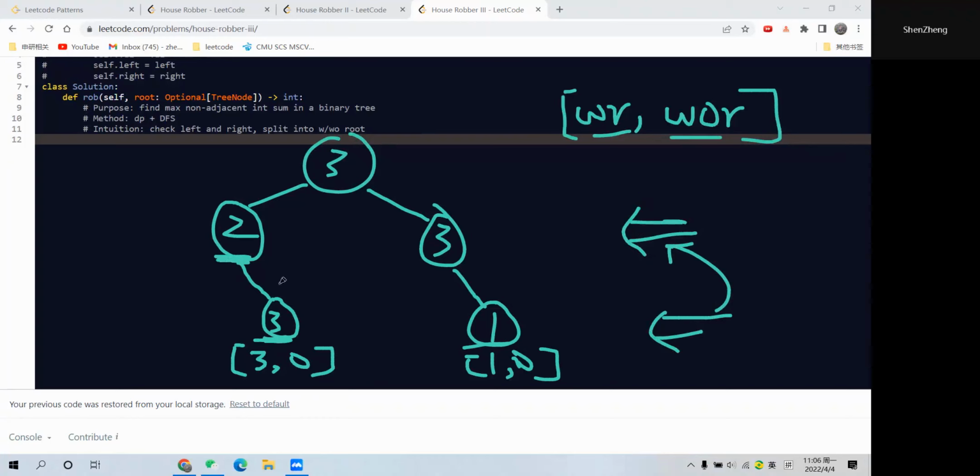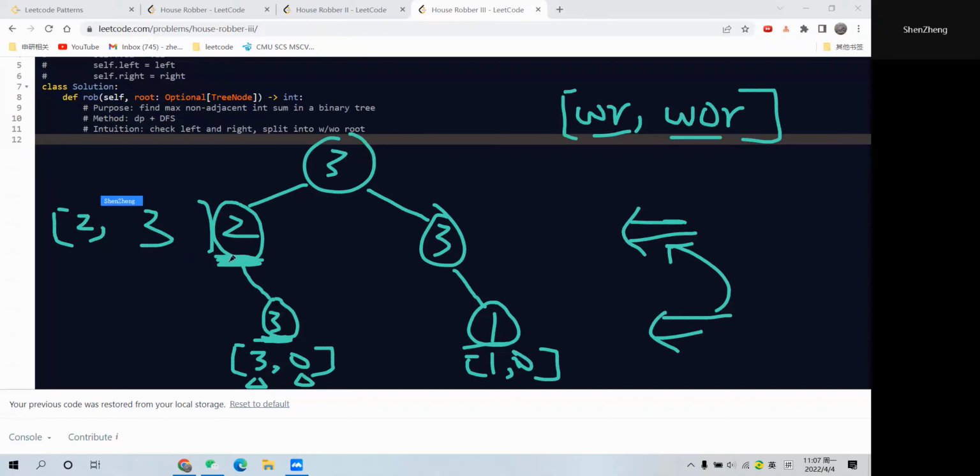If we rob this node, then we cannot rob this 3, right? So the value we get from this one is 2. And if we choose not to rob this node, then we can either rob this node or not rob this node. So we get the maximum between 3 and 0, right? And if we simplify this equation, this will give us 3. Okay, so that's the 3 here.